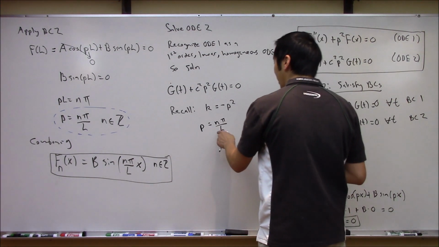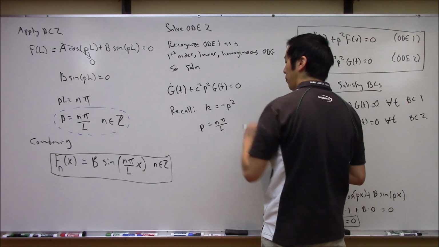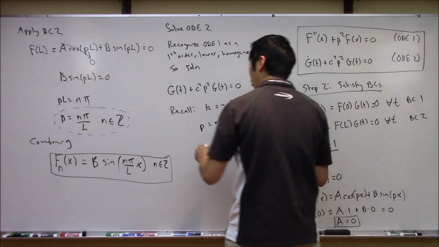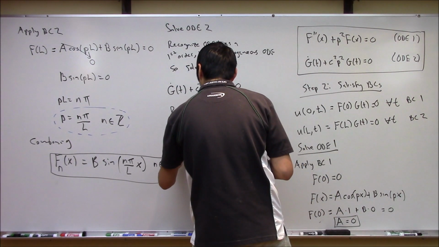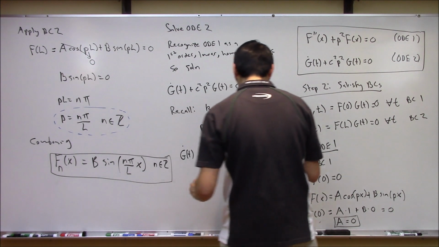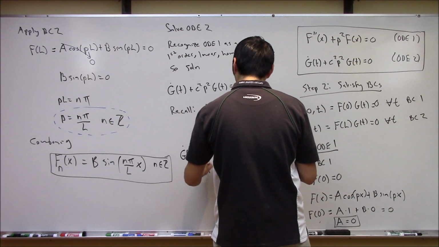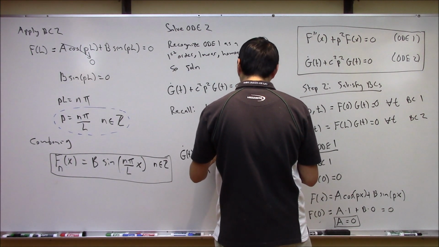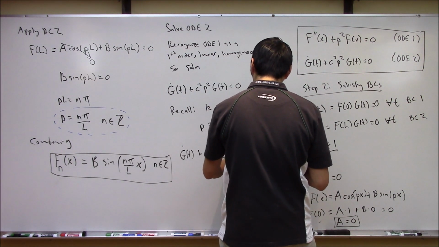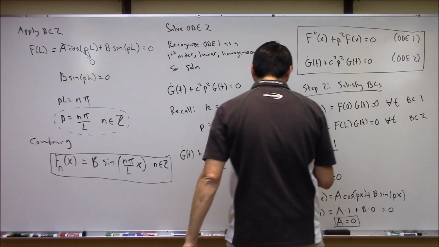Okay, let's substitute all of this in for p here to make this a little bit easier. So what we can do is rewrite this differential equation as g dot of t plus, if you do all the algebra and massage it, cn pi over L squared g of t is equal to 0. There we go. This is a little bit better.